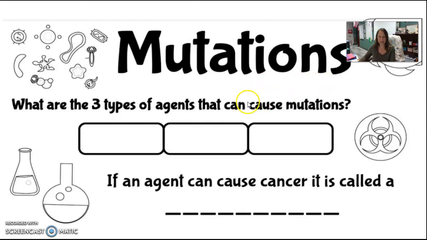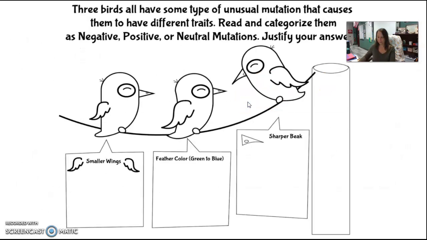Okay, let's look at the next one. So 3 birds all have the same type of unusual mutation that causes them to have different traits. So we're going to look at each one of these birds and something is different about each one of them. And then we're going to figure out, is this a negative mutation or a positive or a neutral mutation. Boy, I'm saying the word test. Negative mutation, positive or neutral. So let's look at what this would be.